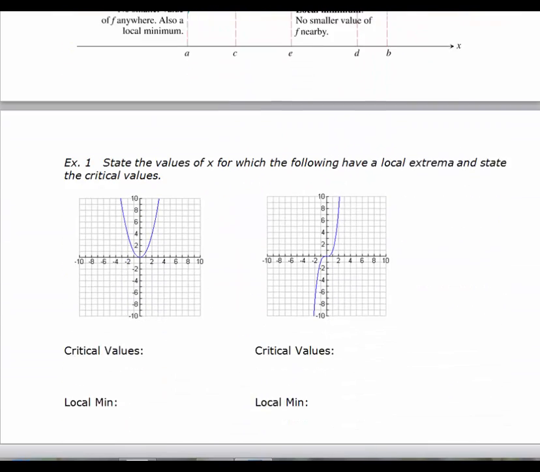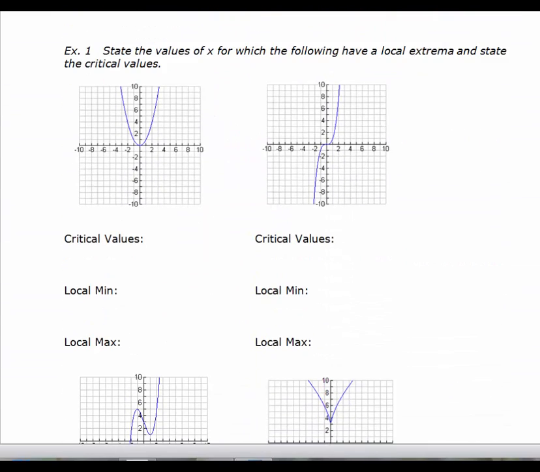So let's look at some examples. In example 1, we want to find the values of x for which the following have local extrema, and we also want to find the critical values. We'll start by looking at this first one. It's a parabola, and it happens to be the graph of y equals x squared.